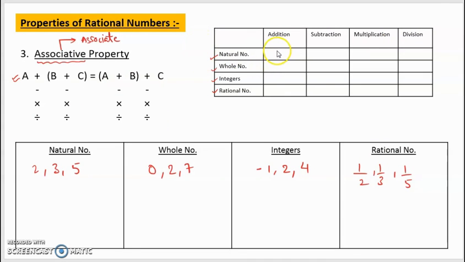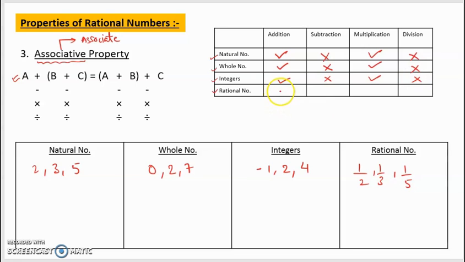Hence we have seen that natural numbers follow the associative property for addition and multiplication, but do not follow the associative property for subtraction and division. Similarly, whole numbers follow the associative property for addition and multiplication, but not for subtraction and division. The same is the case with integers. They follow the associative property for addition and multiplication, but not for subtraction and division.